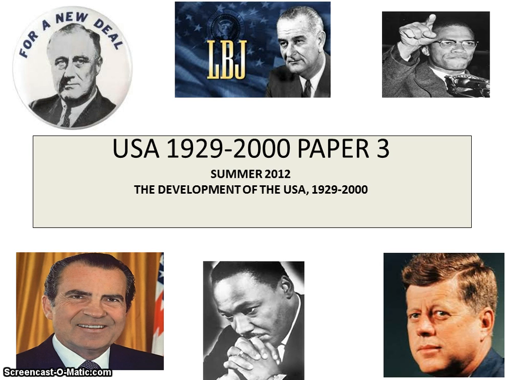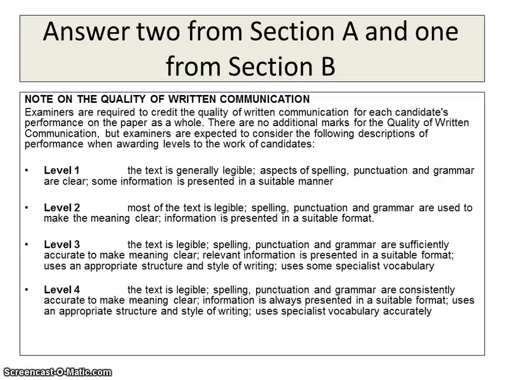Lyndon B. Johnson in the centre, Malcolm X, JFK, Martin Luther King. In the bottom left hand corner, the president who was threatened with impeachment in 1973-1974 and then resigned, the Republican Richard Nixon, and FDR in the top left hand corner, the New Deal, 1932-33 onwards. So let's begin.